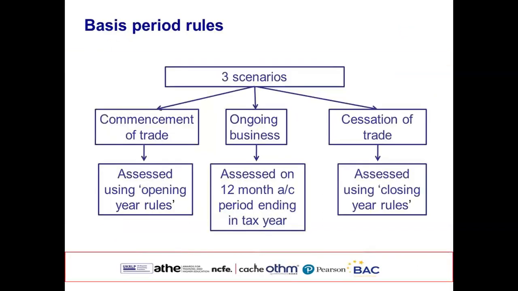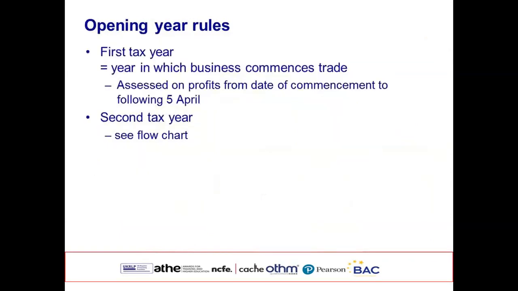Basis period: three scenarios. Commencement of the trade is assessed using the opening year rules. Ongoing businesses are assessed on the 12-month accounting period in the tax year. And if you cease your business, you are assessed using the closing year rules. So we can look at the opening years: the first year, in which the business just starts, is assessed on the profit from the date of commencement to the following 5th of April, and for the second year see the flow chart, according to which we can flow it.